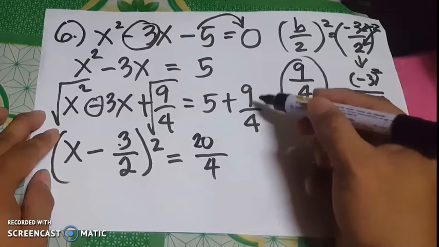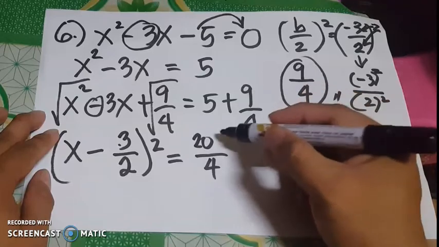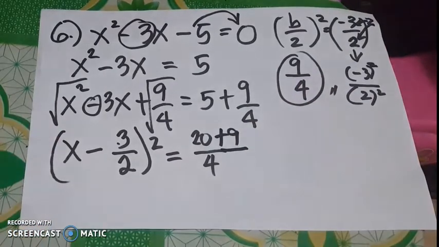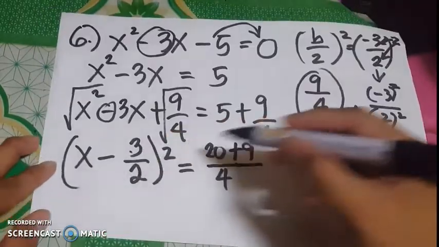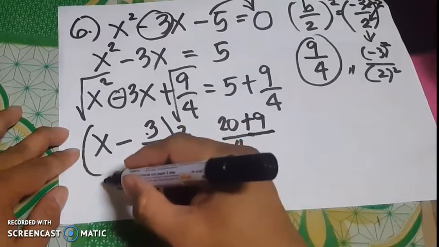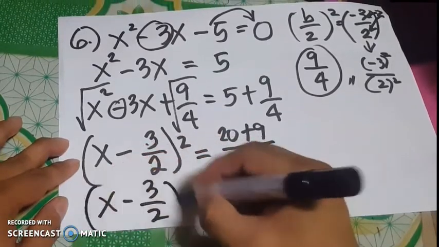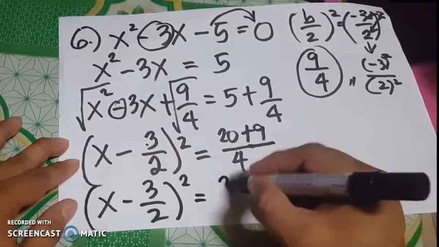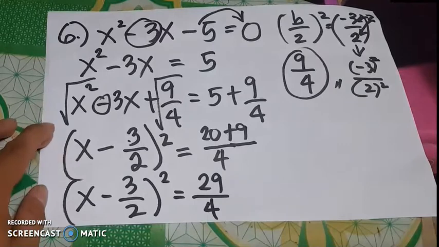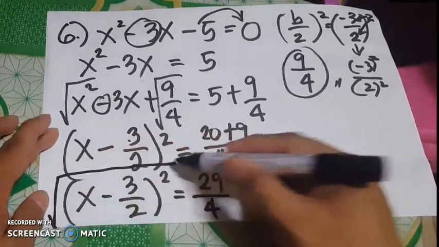And 4 divided by 4 is 1 times 9 is 9. So plus 9. So simplify this one. When we simplify that, we do have here x minus 3 over 2 quantity squared is equal now to 29 over 4. Then, let's apply extracting the roots.